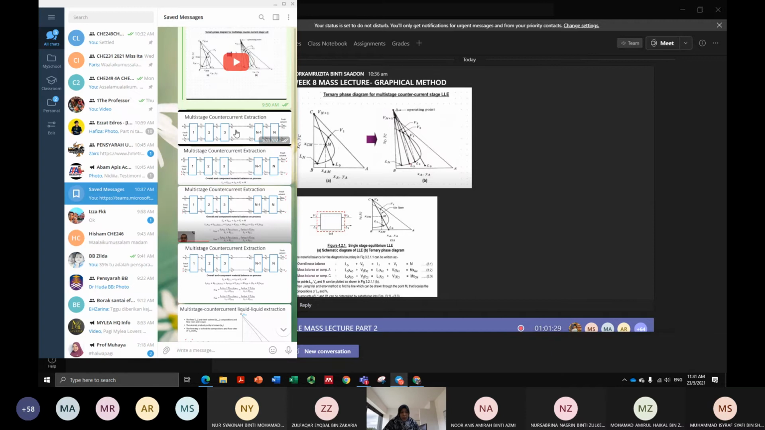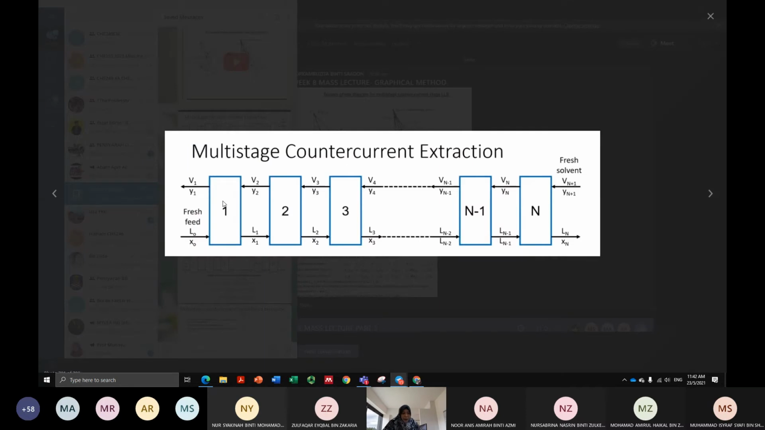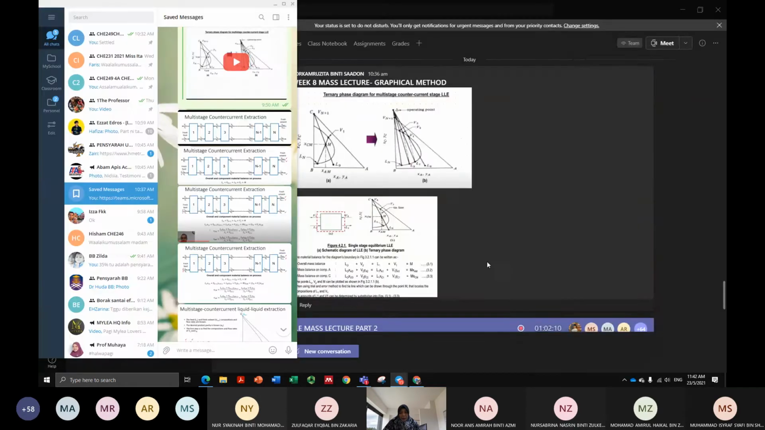Same thing here, if you can draw the line between V1 and L1, that is tie line number 1. If you draw V2 and L2, you get tie line number 2. V3 and L3, you get tie line number 3. If you can develop 3 tie lines, that means you can have 3 stages. If you can develop 5 tie lines, you can have 5 stages. So you have to know how to develop the tie line.